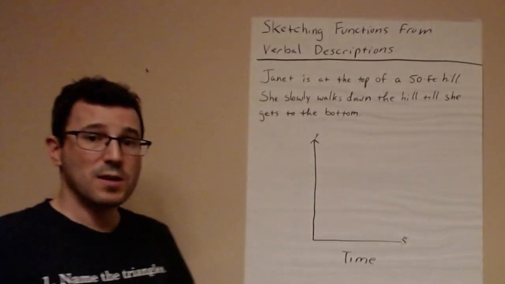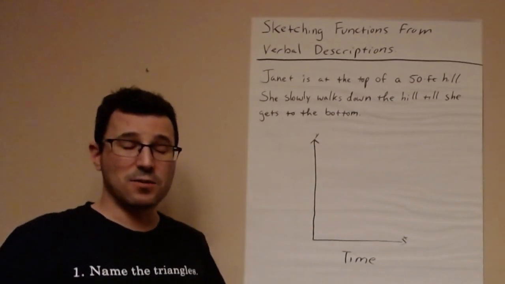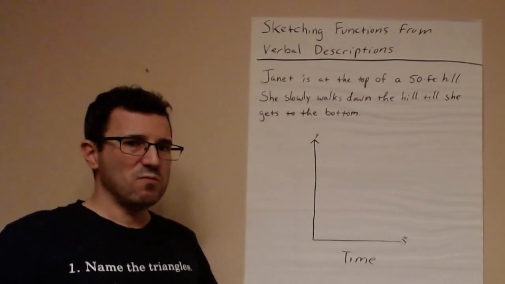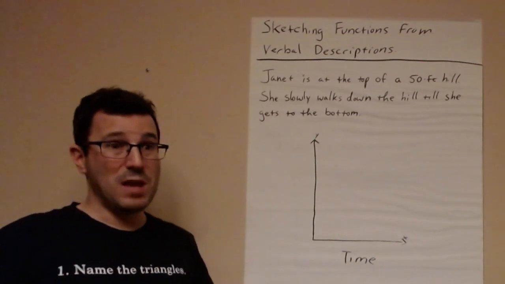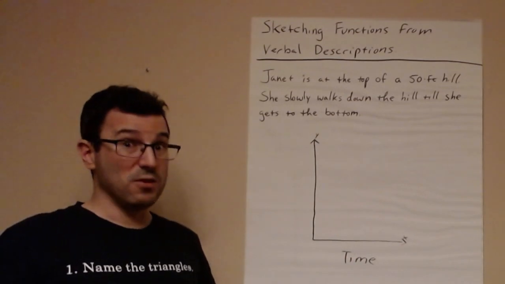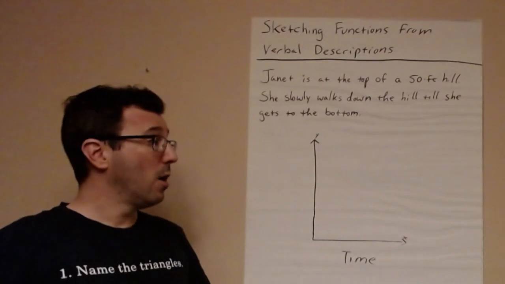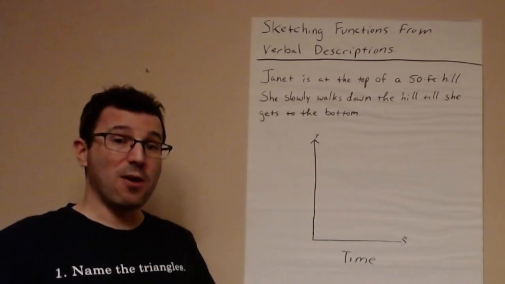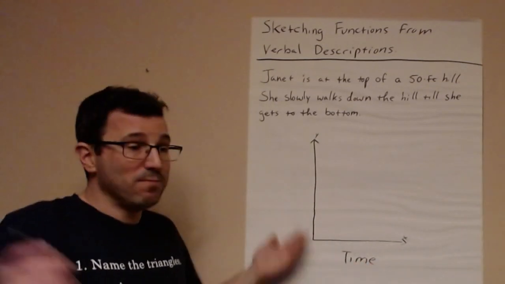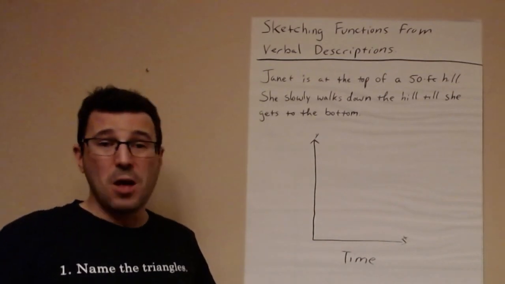Now, it doesn't say how long it takes her to walk down this hill. It's a 50-foot hill, so it's probably not that steep, but it also says she's walking slowly, so maybe it only took some seconds, maybe some minutes, maybe she's walking so slowly that 50 feet takes her an hour. We don't know. All we know is she's walking down the hill slowly. So along the bottom we have time. I can't put numbers. I can't even really put a label at this point.